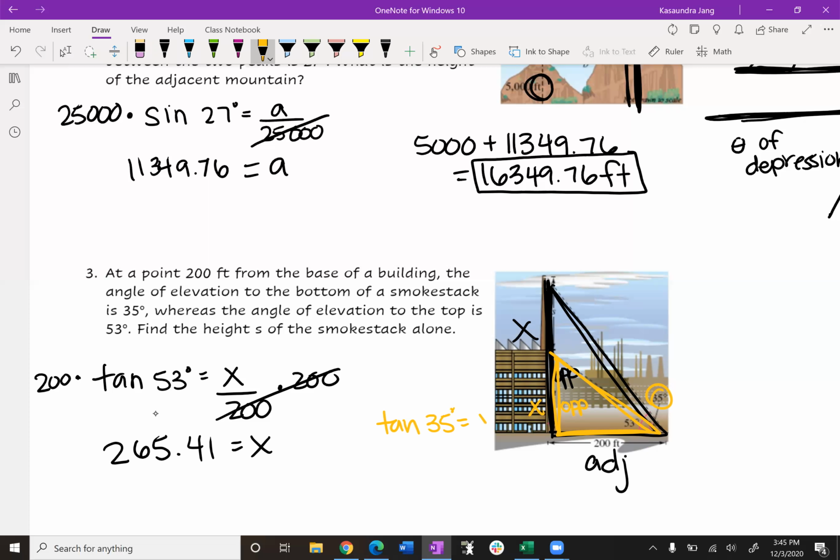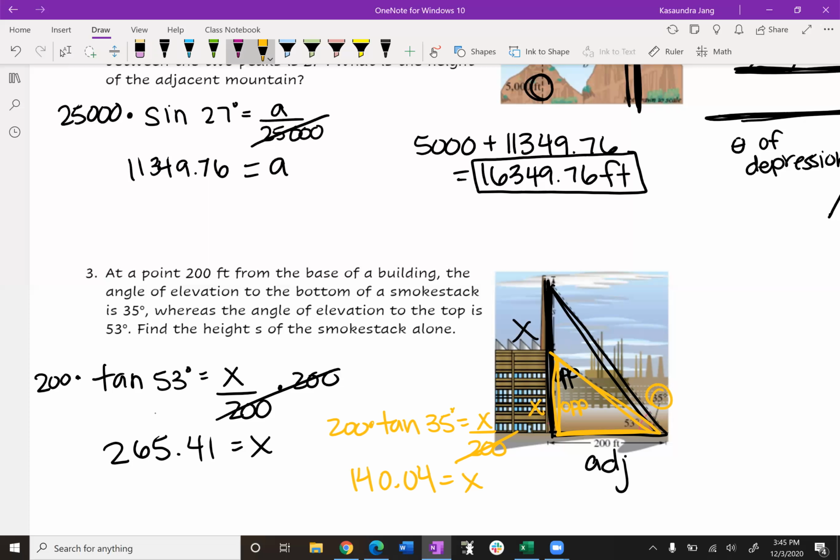All right, equals the opposite over adjacent. I'm gonna multiply that 200 over to the other side. And 200 times tangent of 35 degrees is giving me 140.04 if I go to the nearest hundredth. All right, so that's like my smaller distance there.